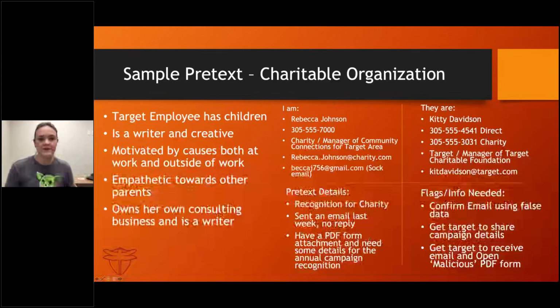All right, and then I found out that this employee had kids. She was a writer and very creative. She's motivated by the causes that she's involved with, so I knew that she would be empathetic to me, and I knew that she would be more forgiving if I had a problem during the conversation, if I blamed it on something to do with parenting. And she owned her own consulting business and did some other things, and was more involved in the community outside of work for causes like autism and some other philanthropy type roles within her community. And so anyway, I called this person, and she was very helpful.